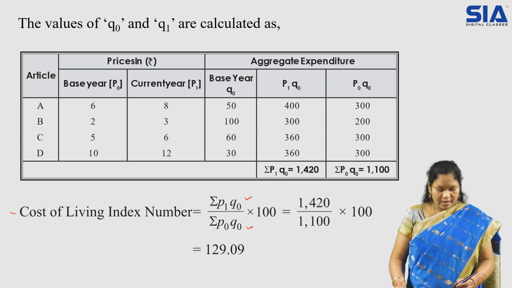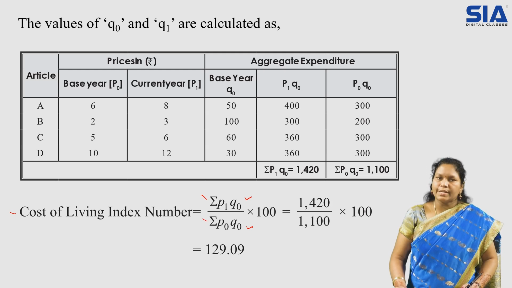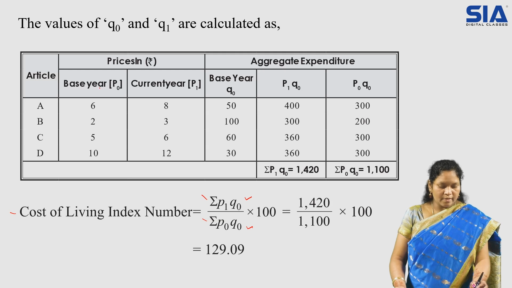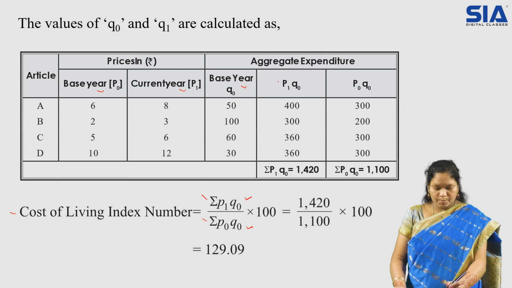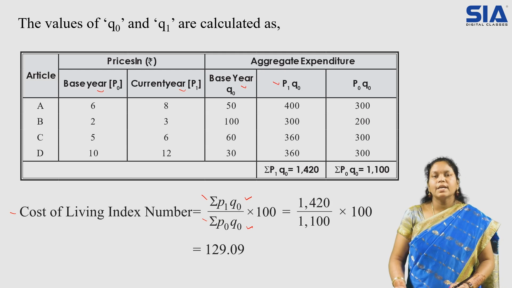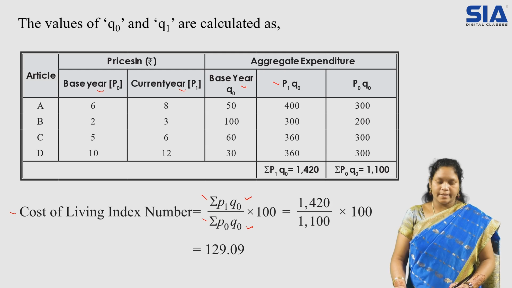So what's the formula we have? Summation P1 Q0 by summation P0 Q0. These two values we need to find out. I have considered all the values again, whatever they have given in the question. Now let us obtain the two columns, the P1 Q0 column first. Simply take the P1 value and the Q0 value, multiply, and get the answers.